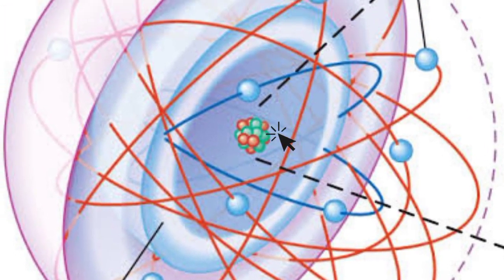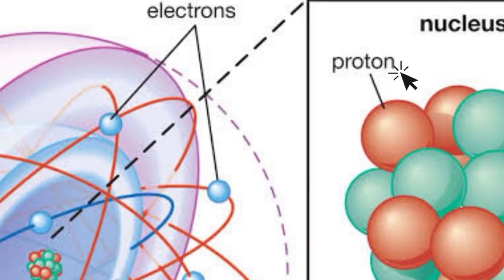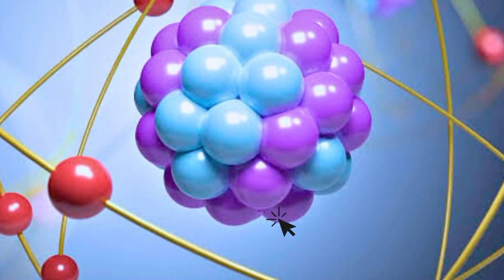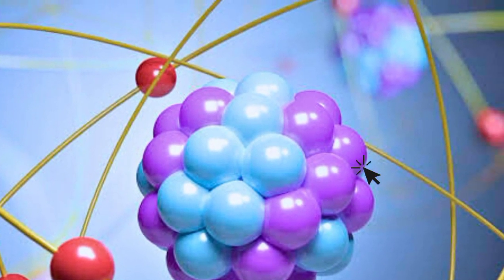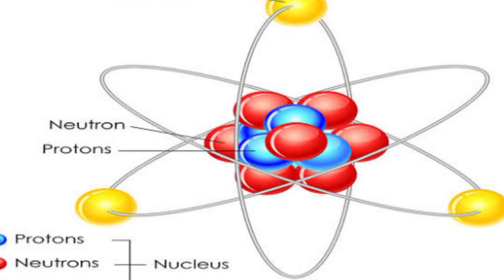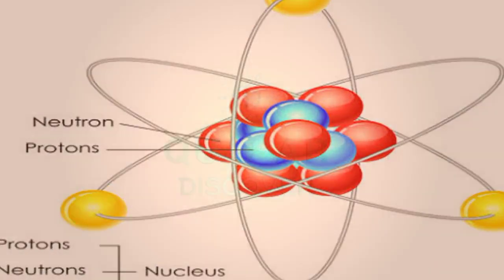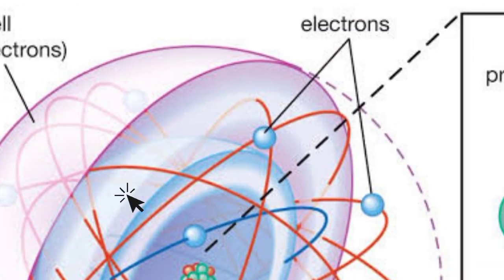Matter is anything that has mass and takes up space. What are atoms and elements? An element is a substance that cannot be broken down any further. An atom is the smallest particle of an element that still has the properties of that element. Atoms are the tiny building blocks of matter.